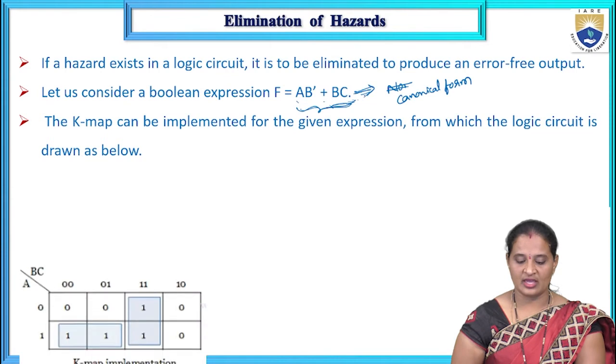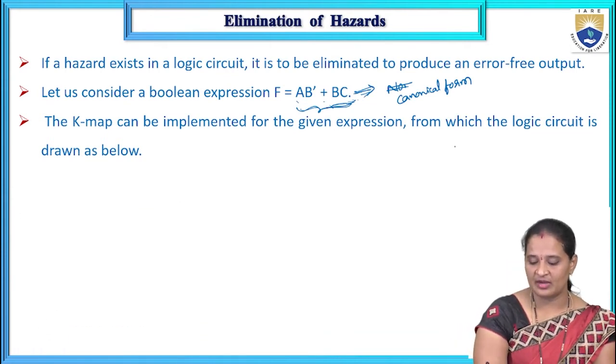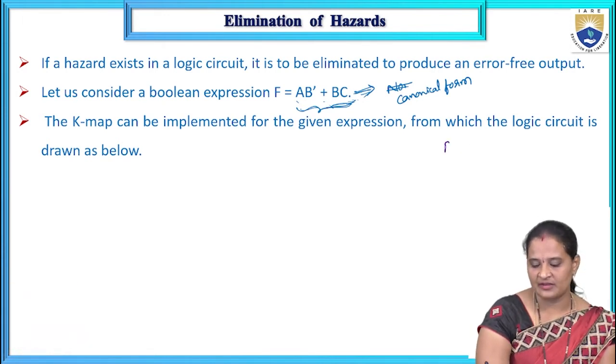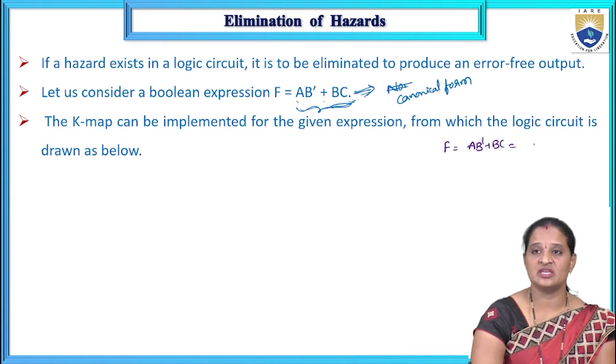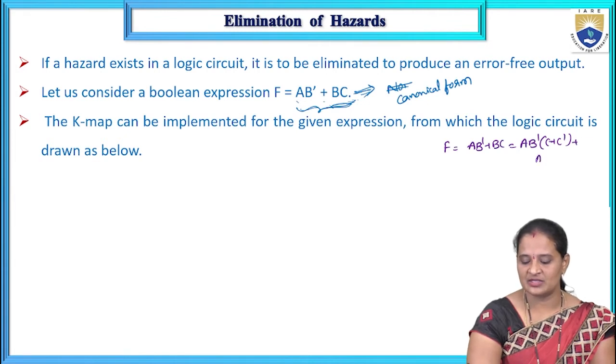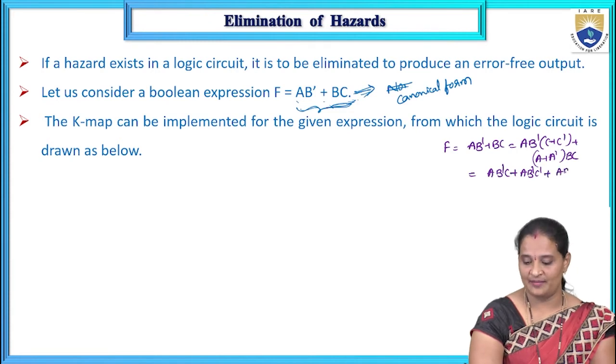So for drawing the K-map, first I have to convert it into standard form. So first I am taking the Boolean function. What is the Boolean function given here? F is equal to AB bar plus BC. So what is the variable missing in the first term? C is missing. So I multiply this with C plus C bar. And in the second term, A is missing, so A plus A bar into BC. If I write this, A B bar C plus A B bar C bar plus A B C plus A bar BC, right?